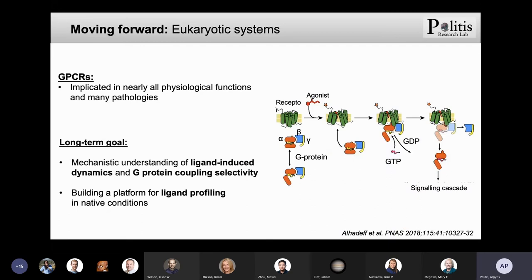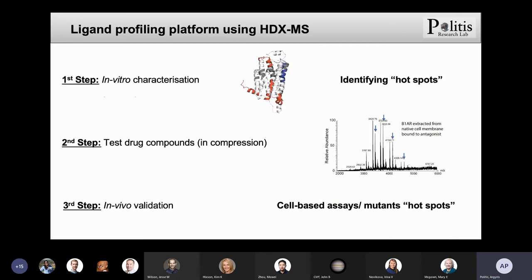So moving forward, I'm going to spend the last few minutes of my talk to explain what we're doing currently in my group, trying to study more eukaryotic systems, in particular G protein coupled receptors, which are a very important target implicated in nearly all physiological functions, but also many pathologies. The long-term goal is the mechanistic understanding of ligand-induced dynamics and G protein coupling selectivity. We also want to build a platform using HDX as a main tool to do ligand profiling in native conditions. The first step is to have a tool for in vitro characterization of GPCRs.